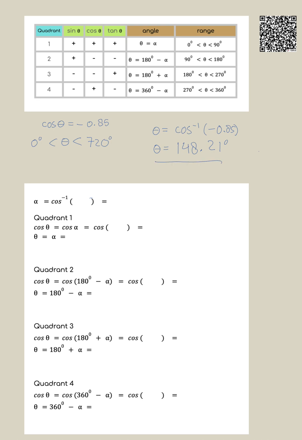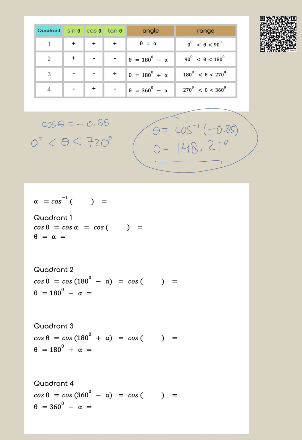Is that all our answer? The correct answer is no. We must give 3 more answers, because in total there will be 4 angles between 0 to 720 that give cosine theta equals negative 0.85. So how do we do this question?